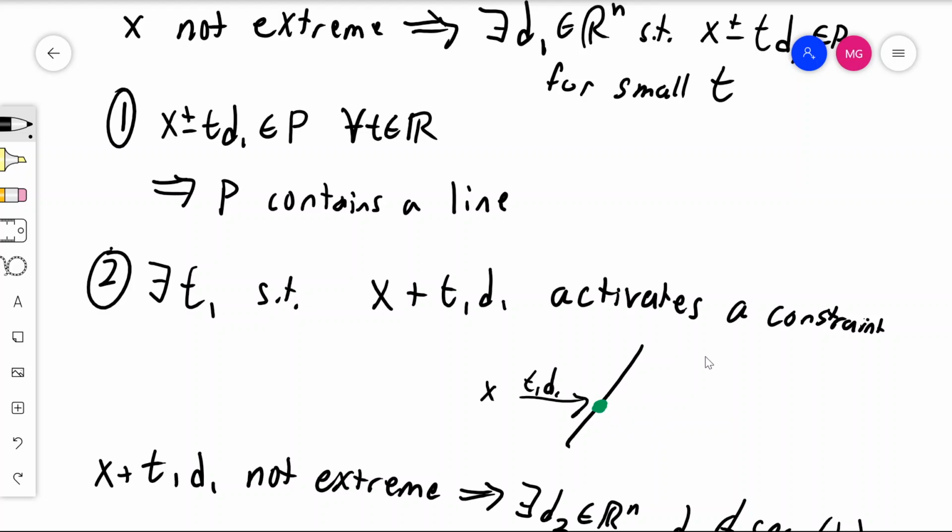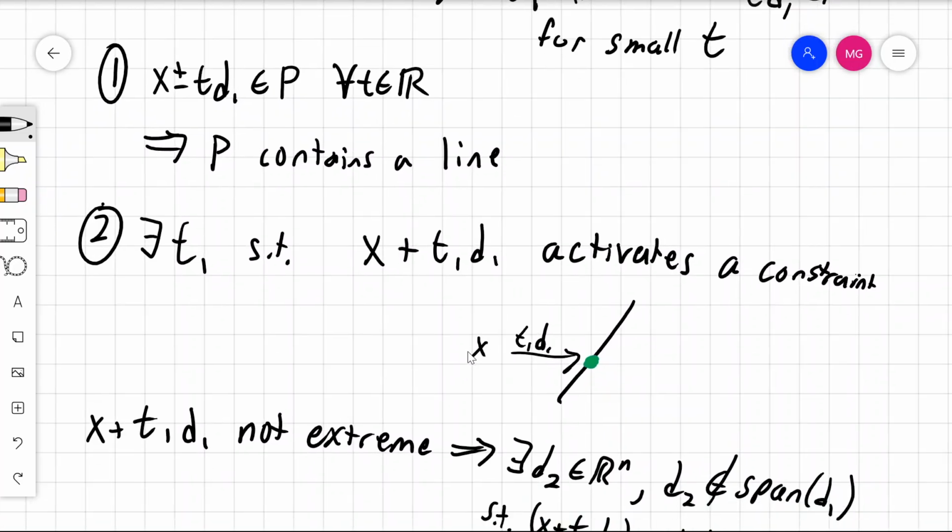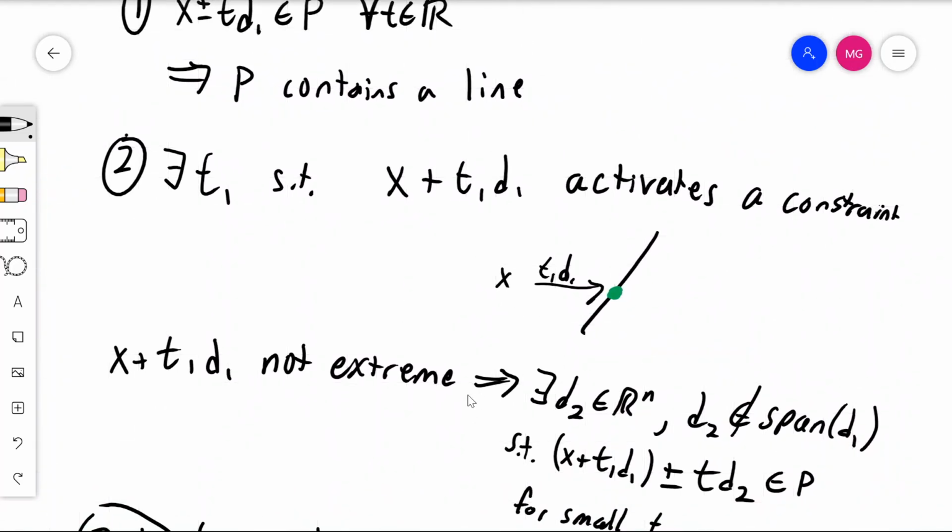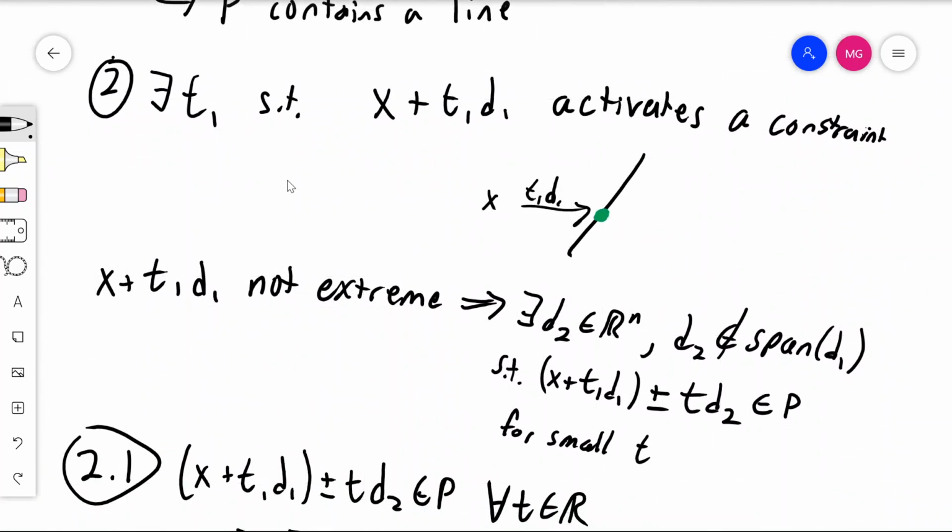So now you've activated it. You now have an active constraint at this point when you've gone this far. I said x plus t1 d1. It could have been x minus t1 d1 because it is x plus or minus. But without loss of generality, you can just assume the plus case because otherwise we're going to get some messy notation. So when you go x plus t1 d1, you run into a boundary and you activate a constraint because you're on a boundary. So that's the other possibility that can happen.